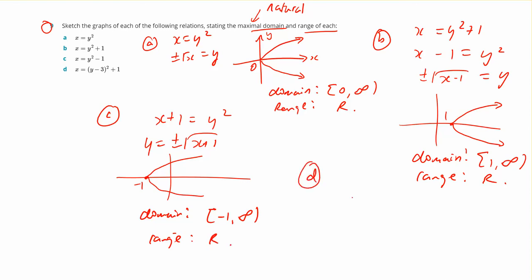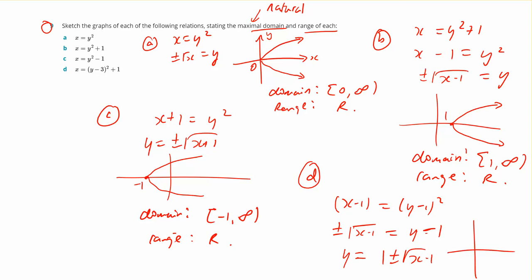And D, if I move the x to the other side, y minus 1 squared. So if I square root both sides, I get plus or minus root x minus 1 equals y minus 1. What's happened is that I add 1 to both sides, so y equals 1 plus or minus root x minus 1. So the root x graph has moved 1 to the right and 1 up.